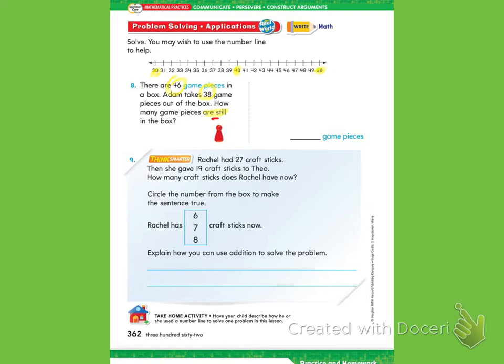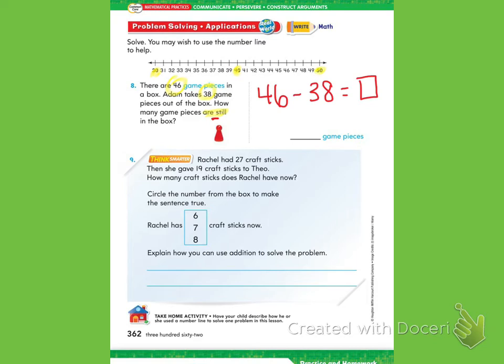So we're going to look at our biggest number. There are 46 game pieces in a box. Adam takes out 38, and I want to know how many are still in the box. So I would need to subtract. Now these numbers are pretty close together, 46 and 38. So I could use a number line and I can count up to subtract. That's what we're talking about today.